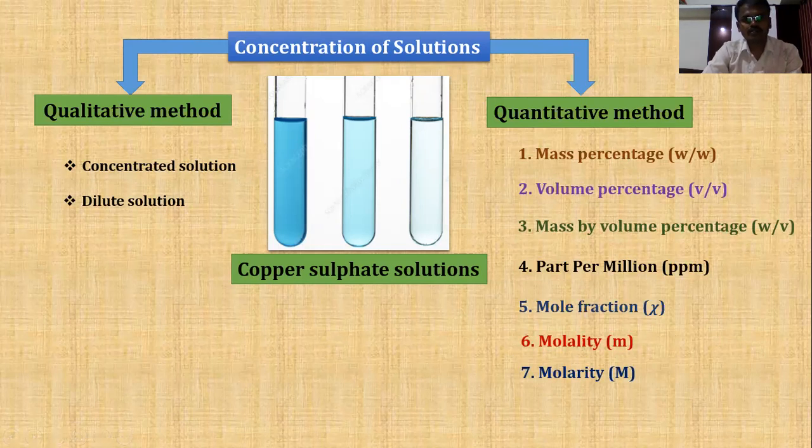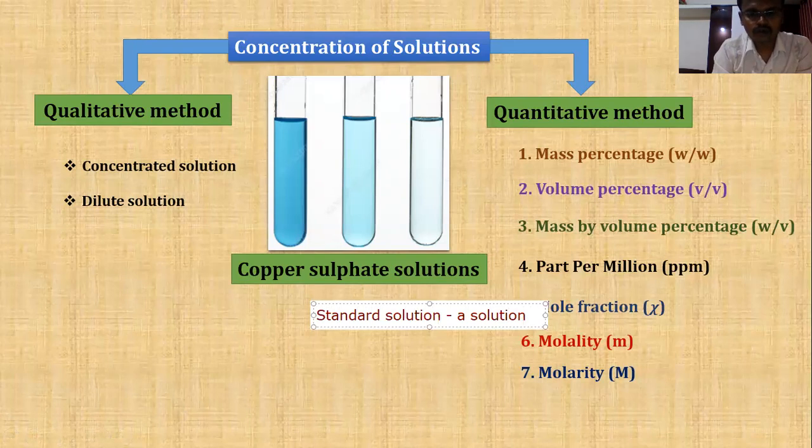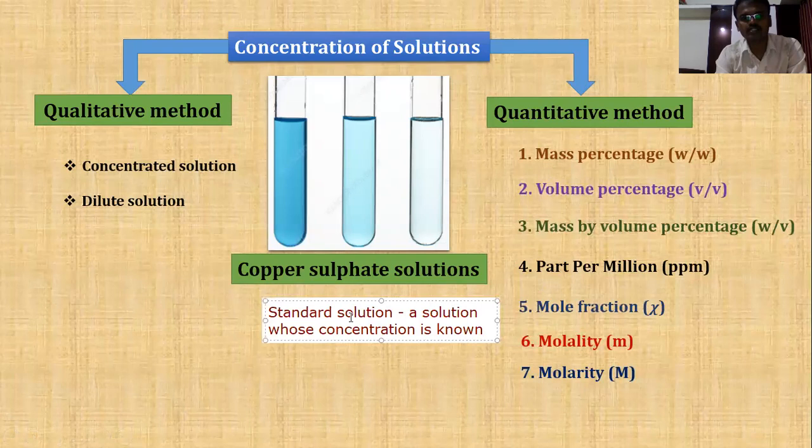And when you express the concentration of a solution by any of these methods, then that solution is known as a standard solution. What is that solution known as? Standard solution. Let me type that. What is a standard solution? A solution whose concentration is known is called a standard solution. For any solution, if you specify the concentration by any of these methods, that is called a standard solution.